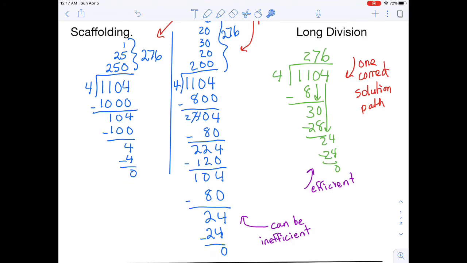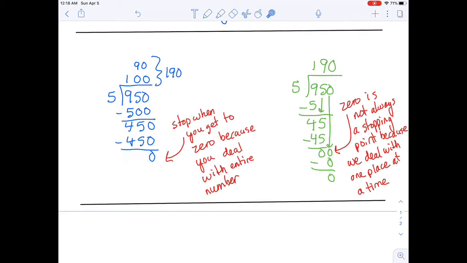Whereas in the standard long division algorithm, it tends to be quite efficient because we're dealing with one place value at a time. Let's look at another problem, 950 divided by 5. On the left, with the scaffolding algorithm, we know that we should stop when we get down to 0. This is because we're dealing with the entire dividend, the entire 950, and we subtract off until we get down to 0 or some number less than 5.